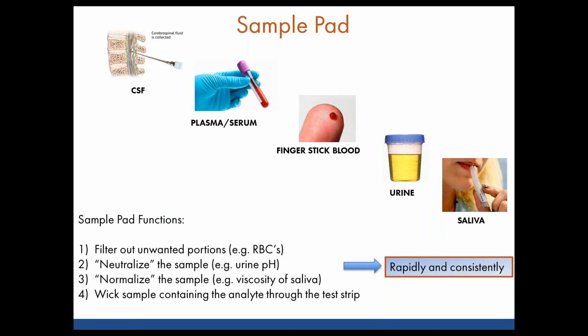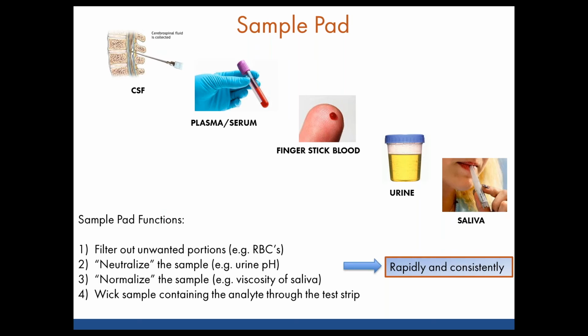More and more focus is being moved towards saliva as a biological fluid for assays because of the ease of collection. There are a wide range of other samples that aren't pictured here, including insects, stool, water supply, and soil samples, among many others. For a lateral flow assay, the sample pad needs to be able to filter out unwanted portions of the sample, such as red blood cells.